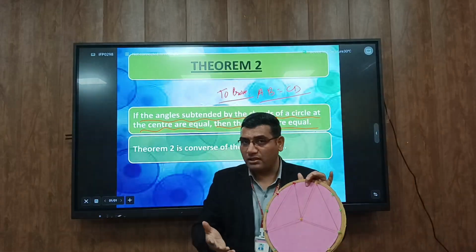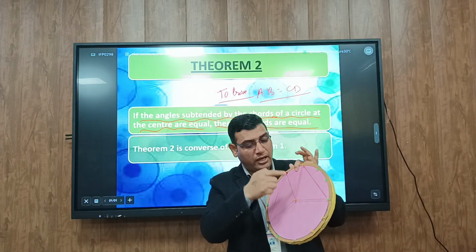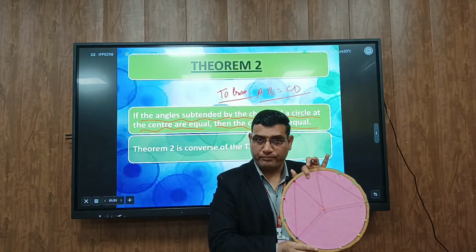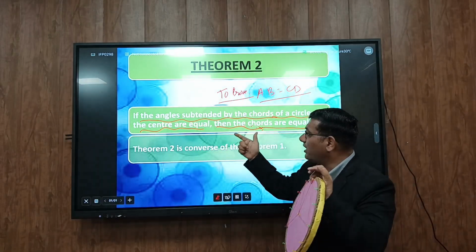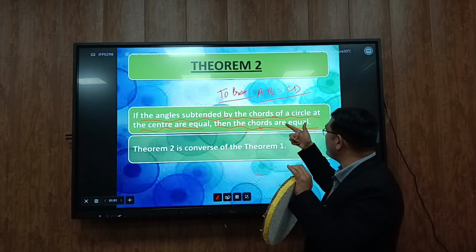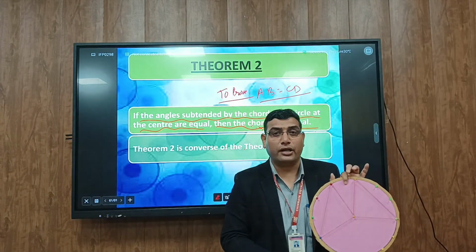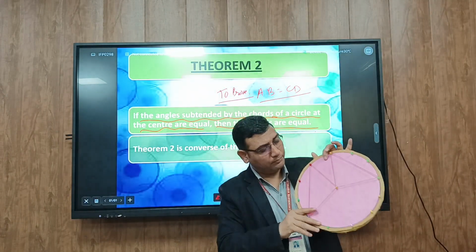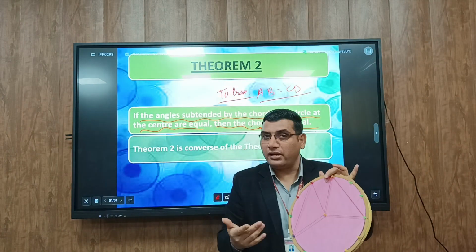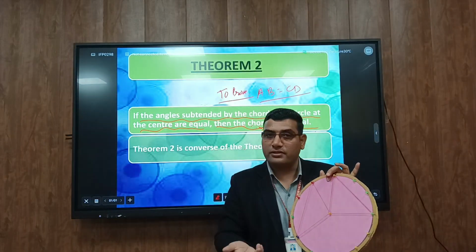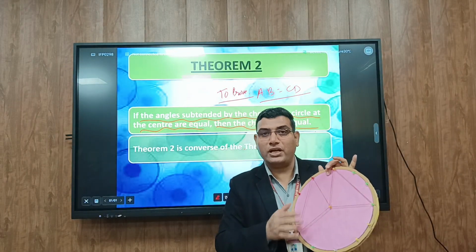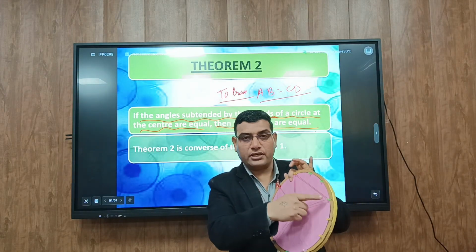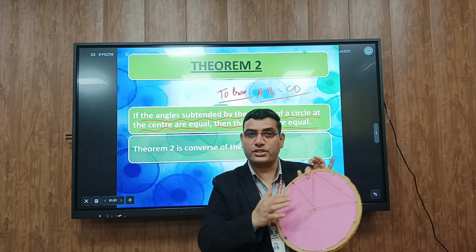What is given? Given is angle AOB is equal to angle COD. It is given in the theorem: if the angles subtended by the chords of a circle at the center are equal, then the chords are equal. So again we take two triangles using the congruency concept. We will prove these two triangles are congruent, then we can say that by CPCT these two chords are equal.